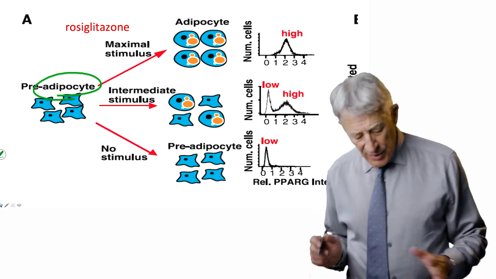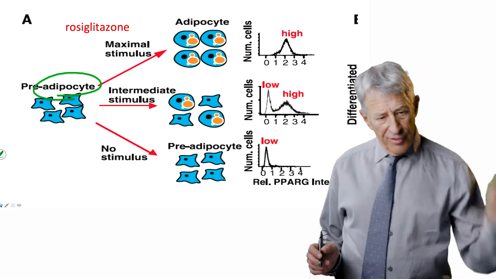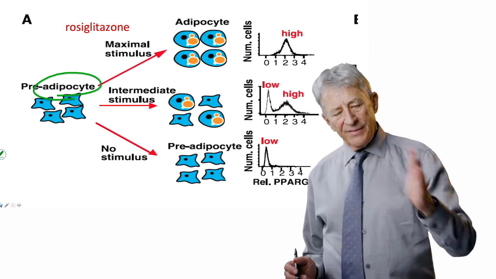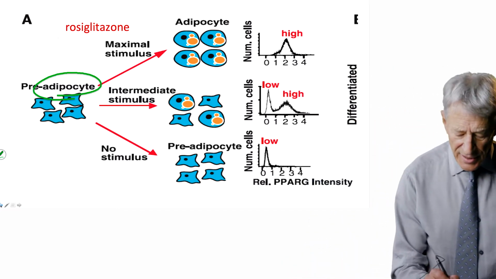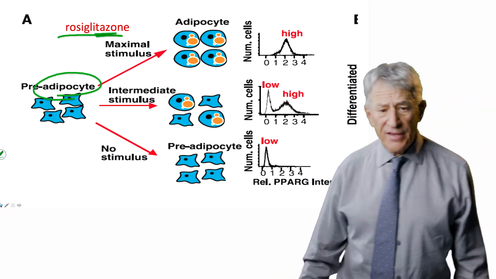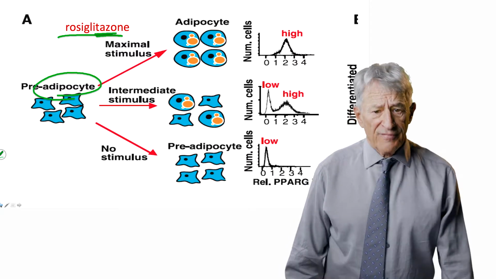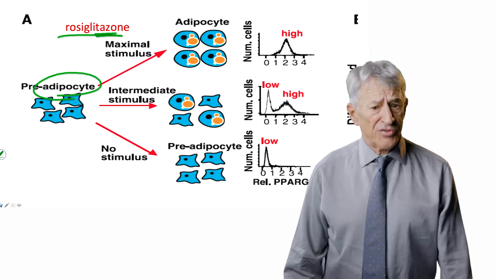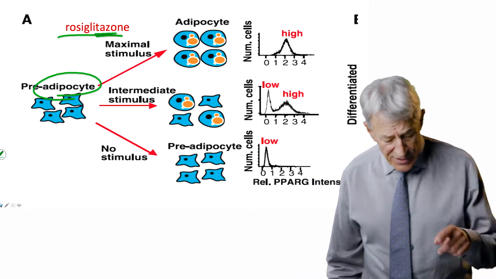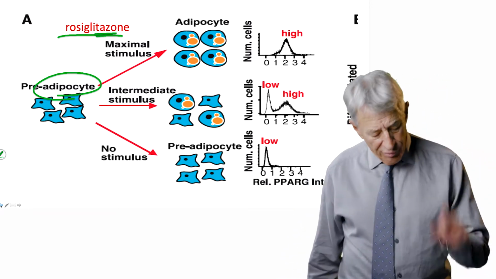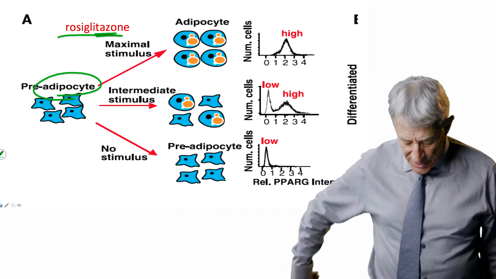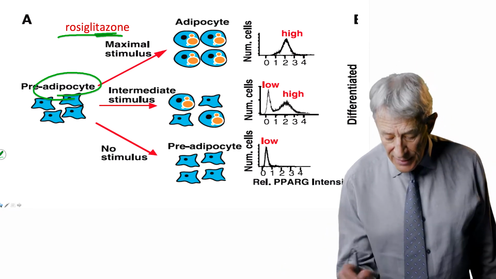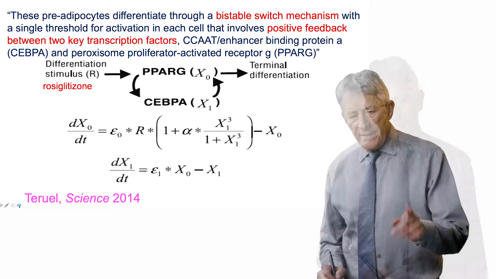And the stimulus that makes the pre-adipocyte commit to the adipocyte lineage is a very interesting drug called rosiglitazone, which is one of our major anti-diabetes drugs. So in the presence of rosiglitazone, the pre-adipocyte becomes committed to the adipocyte lineage. Now look at what she says.